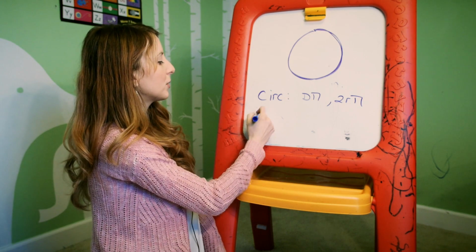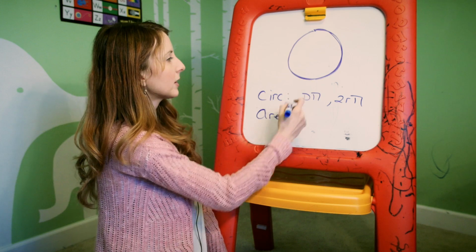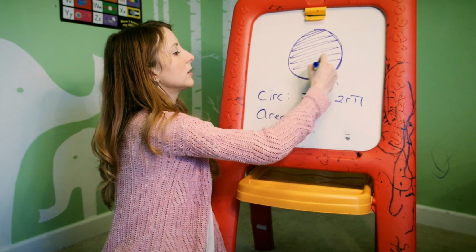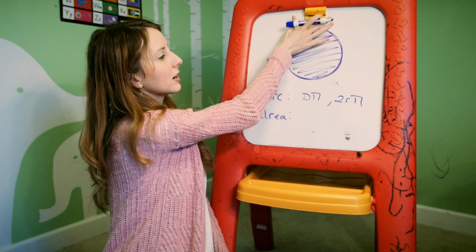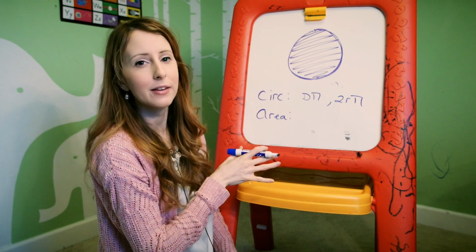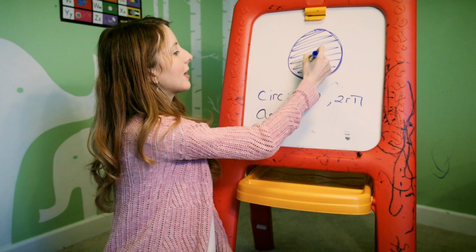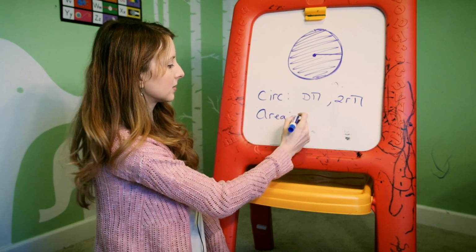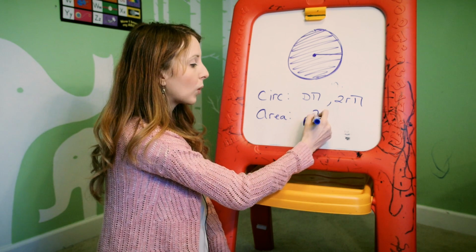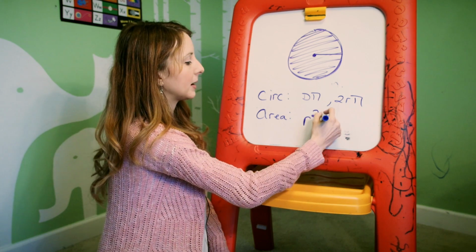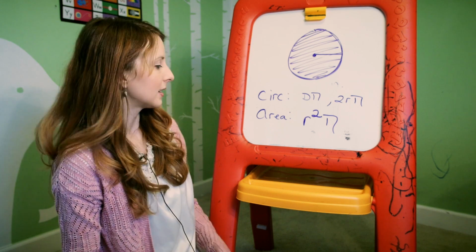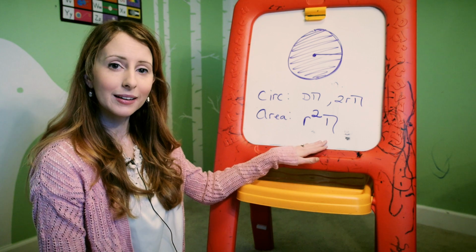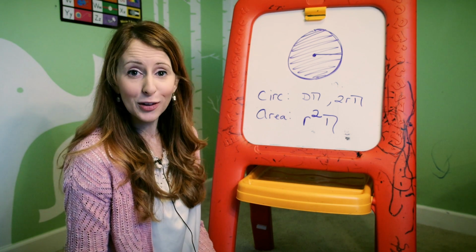All right, how do we find the area? Remember, the area would be this two-dimensional measurement of covering the surface of that figure. We find that by taking the length of the radius, squaring it, and multiplying by pi. All right, so the formula for area of a circle is radius squared times pi.